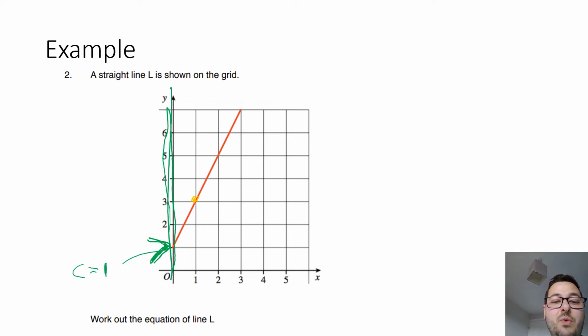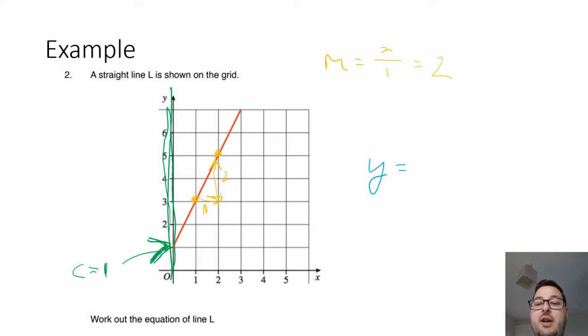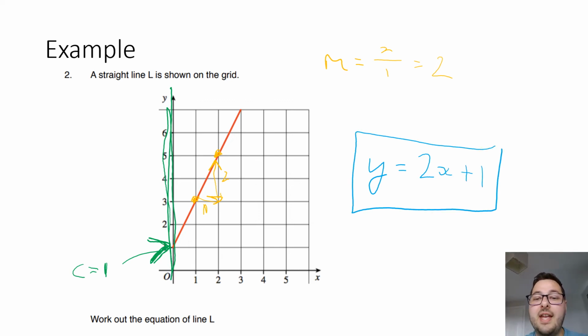So let's go for that one and that one. Now we're going across 1 and we're going up 2. So the gradient is going to be change in y, which is 2, divided by change in x, which is 1, or 2 over 1, which is 2. So this equation is going to be y equals our gradient times x plus c, which is 1. And that is the equation of that one.